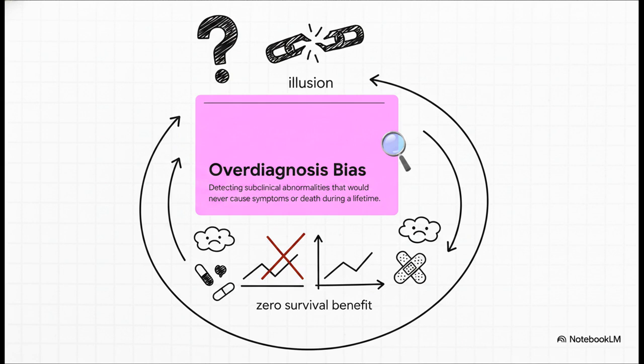It happens when screening uncovers subclinical abnormalities that would never have progressed to cause symptoms or death during the patient's natural lifetime. Early detection here offered zero survival benefit, but heavily burdened the patient with immense psychological and physical harm. It literally transforms healthy people into unnecessary patients.